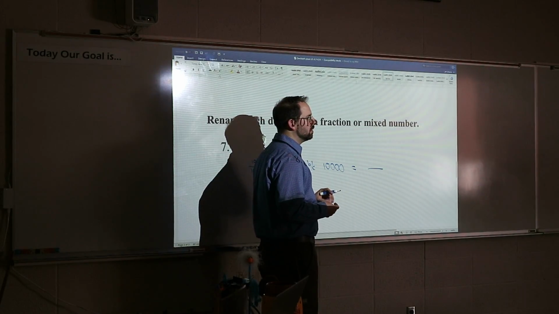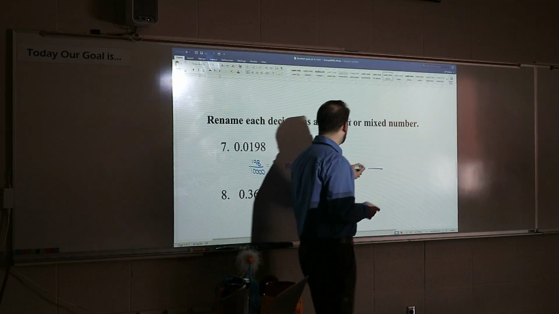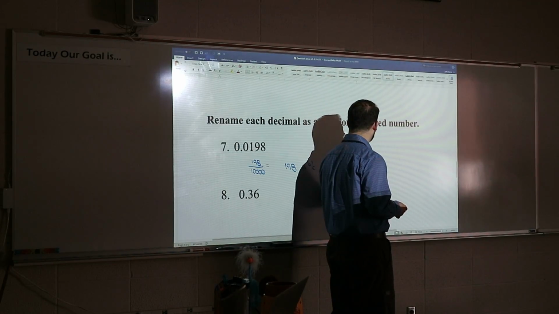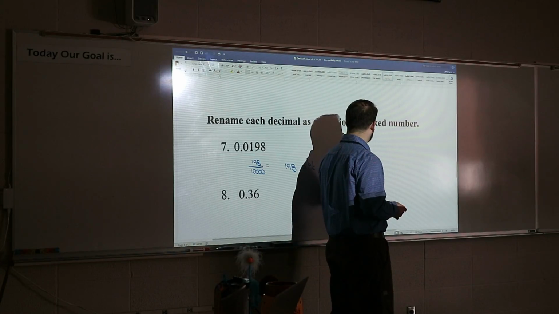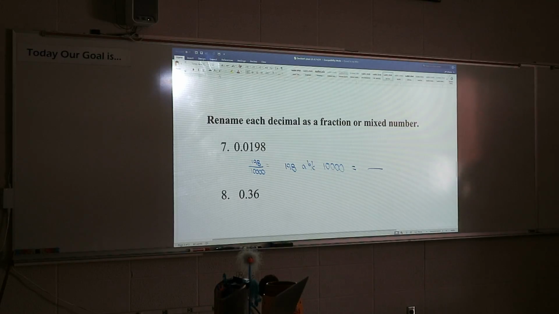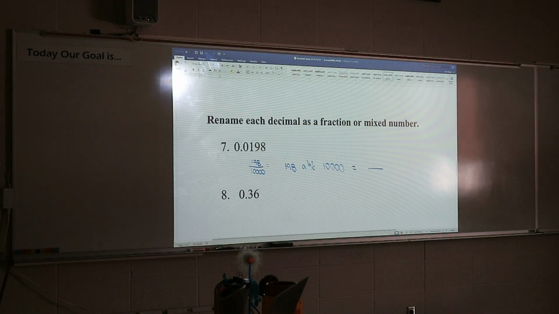It just keeps giving me a decimal. It just gives you the decimal. Oh, weird. Usually it's someplace. Oh, it's 198 over 10,000. Yeah, it's not actually simplifying, so we'll just have to leave it like that.